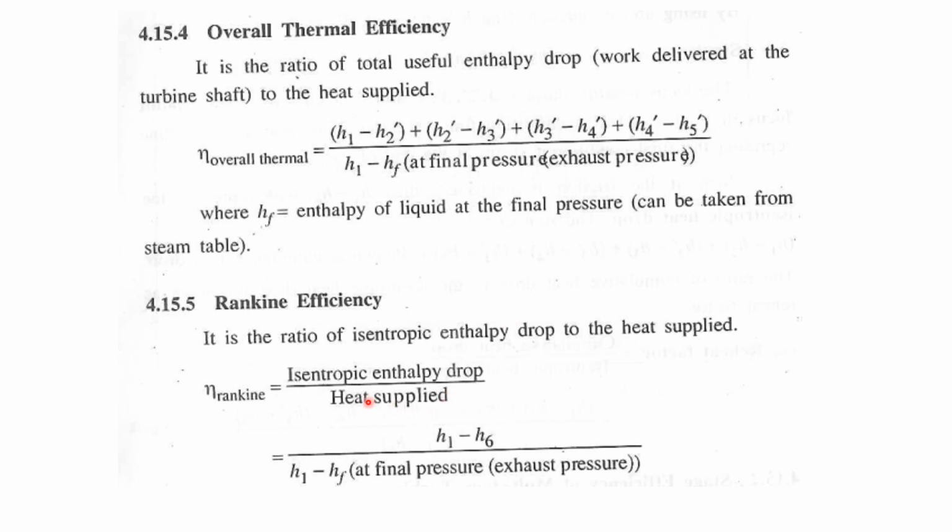Now we have another efficiency, that is the Rankine efficiency, the isentropic enthalpy drop divided by the heat supply, H1 minus H6 divided by H1 minus HF. Okay, thank you.